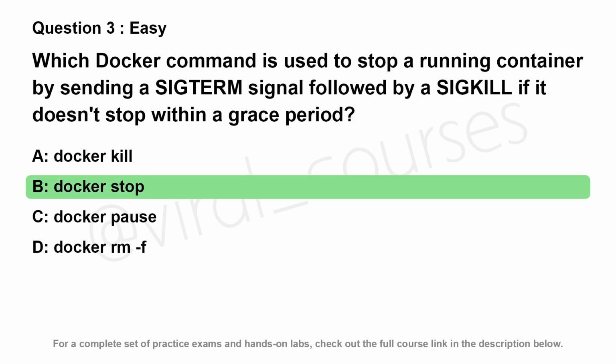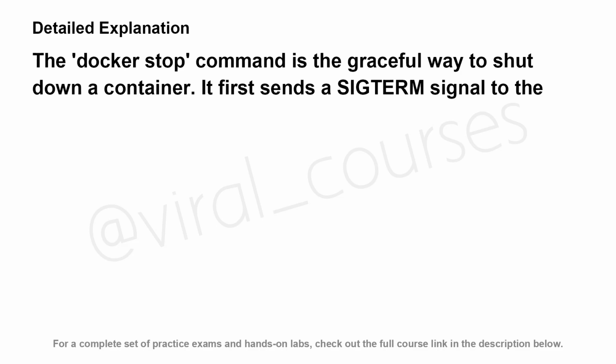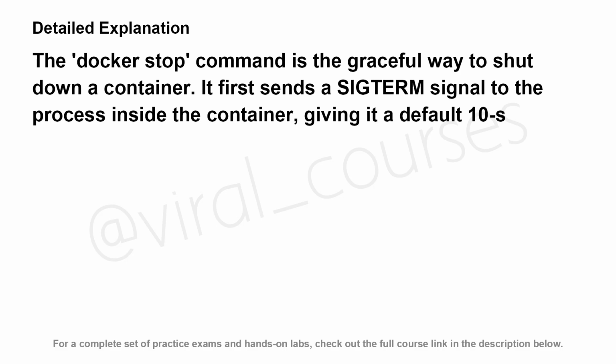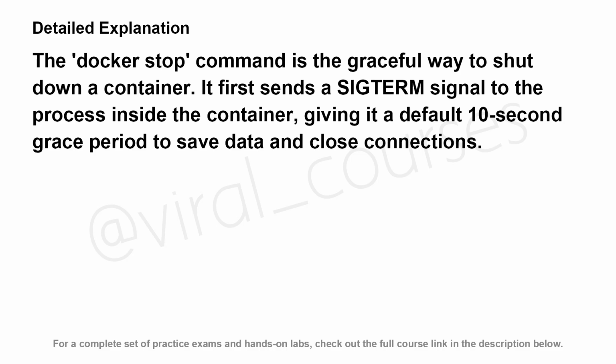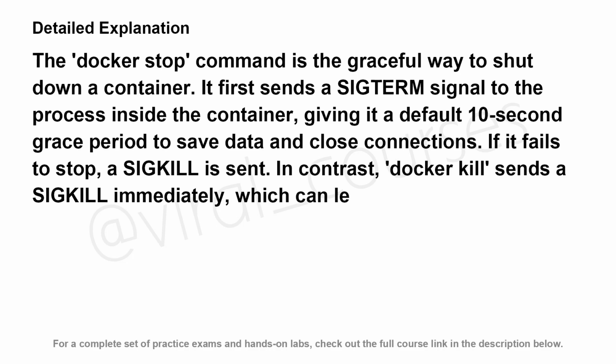The correct answer is B. The docker stop command is the graceful way to shut down a container. It first sends a SIGTERM signal to the process inside the container, giving it a default 10-second grace period to save data and close connections. If it fails to stop, a SIGKILL is sent. In contrast, docker kill sends a SIGKILL immediately, which can lead to data corruption.